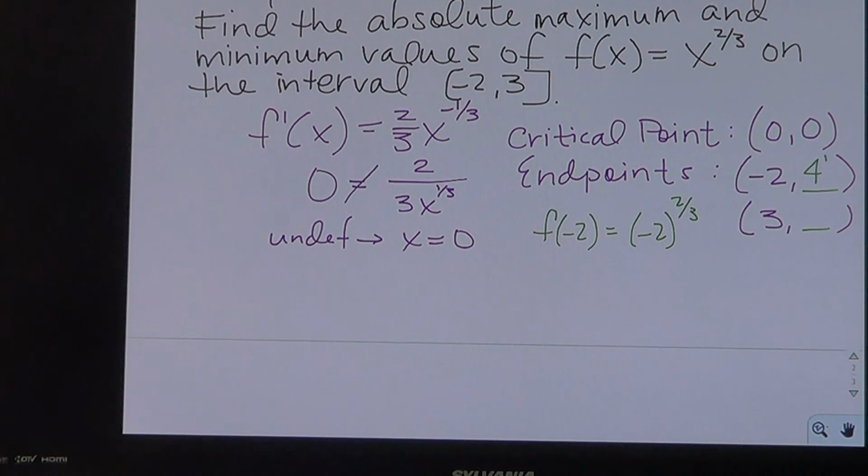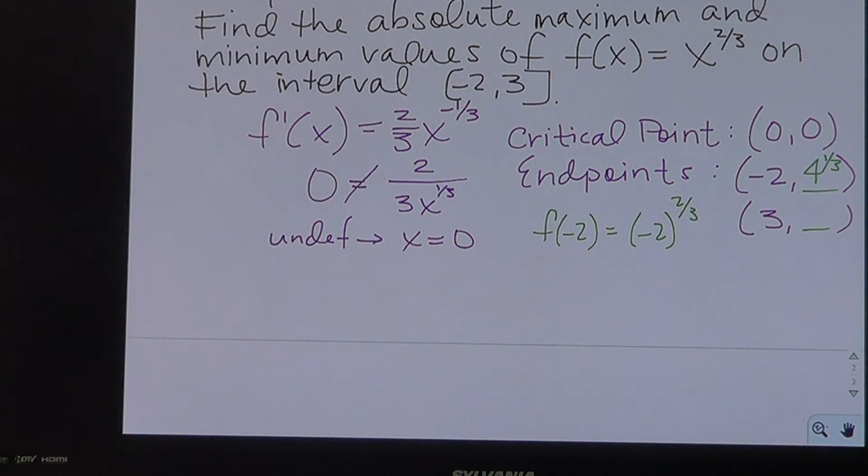Why is the 3 an x too, even though it's written like negative 2 comma 3? Because that is interval notation. That's like saying x is between negative 2 and 3. It's not an ordered pair of coordinates.